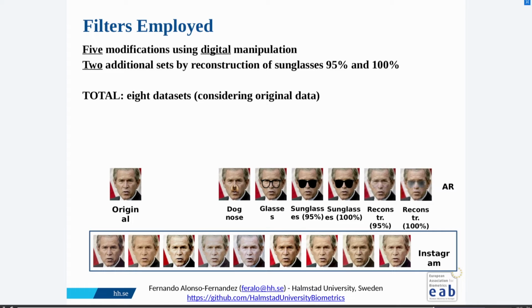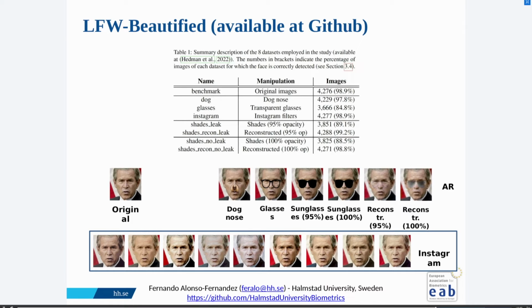So at the end, we have 8 different data sets, 5 with the modification that I explained earlier. There are Instagram, dog nose, glasses, and then sunglasses with 95 and 100. Then we have additionally the reconstructed versions of these 2 glasses databases, and of course we have the original. So we have in total 8 different data sets, which are the same images with different types of filters or reconstructions. This database is available at GitHub, as I mentioned before.